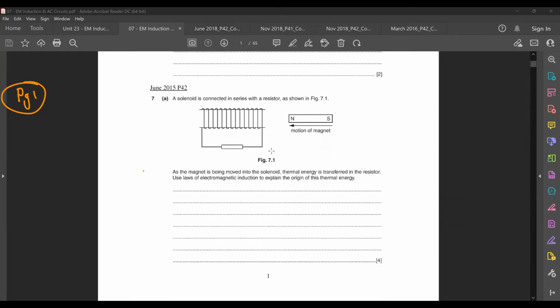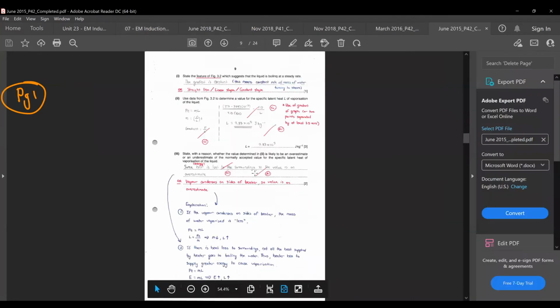Page 1, question 7. Okay, so this one is June 15, P42. Question 7.